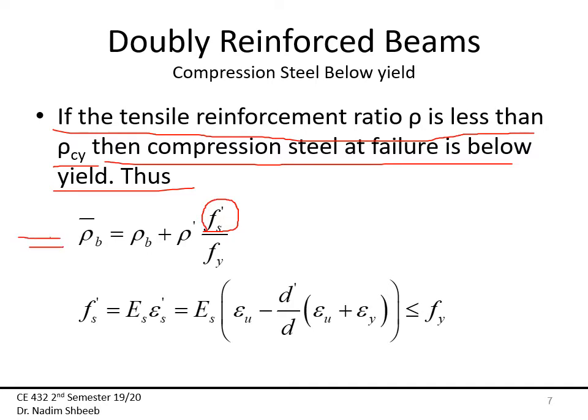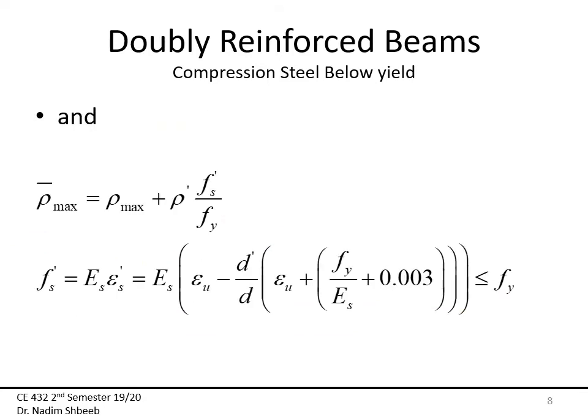So for that, now my rho balance is going to be simply rho balance plus rho prime times f prime s over fy. Remember, when we divided by fy, it was yielding, so that's the reason why it did not show up here. But since it's not yielding, f prime s is going to be present, and we can find f prime s from Es times the strain s, which is this value right here, which is again less than epsilon y. The same goes for rho max as well. Again, that's the reason why f prime s is showing up here, because it is not yielding.